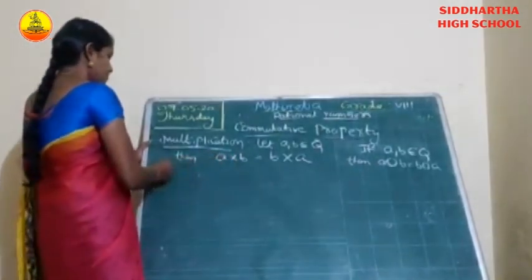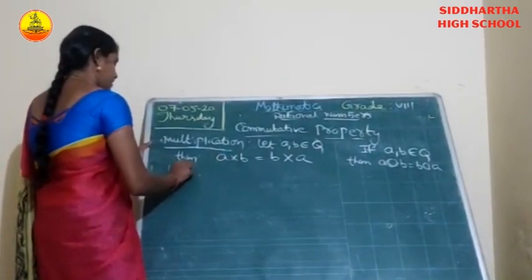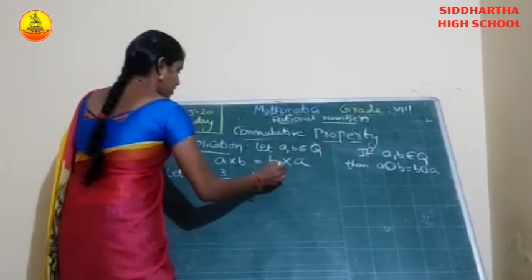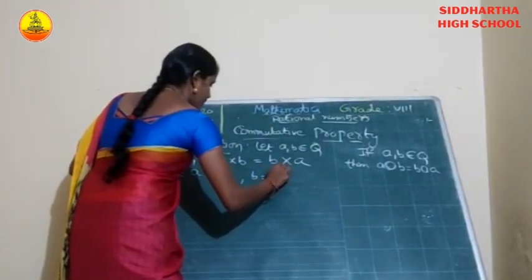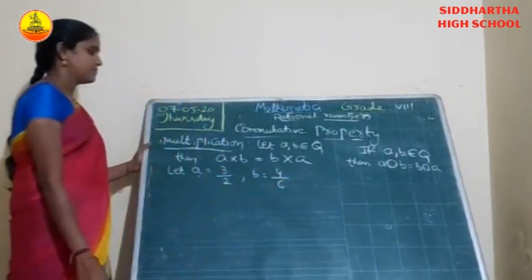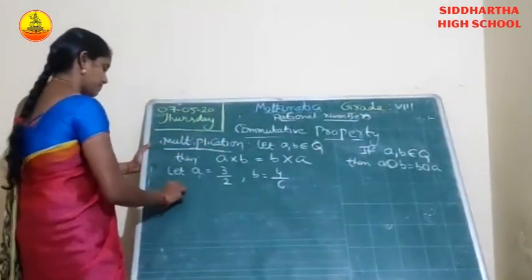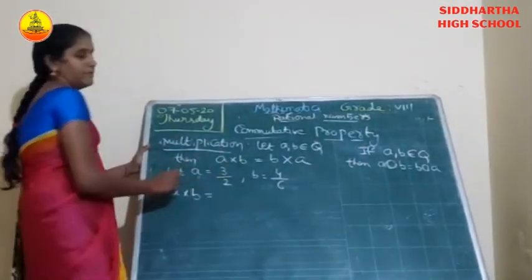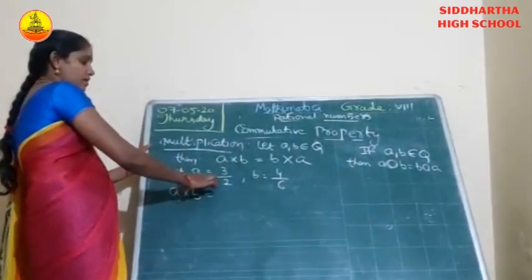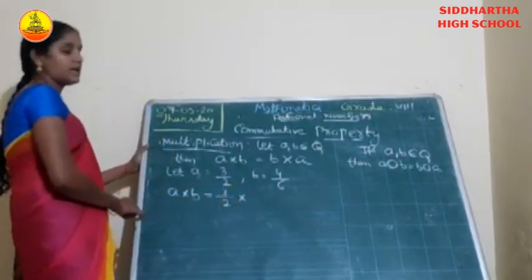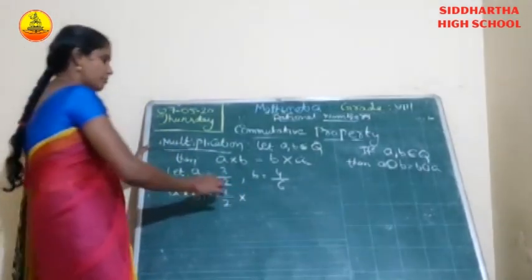Okay. Let us take A is equal to 3 by 2, B is equal to 4 by 6. First we will do A into B. Take the LHS part, A into B. What is the value of A here? 3 by 2, into, what is the value of B here? 4 by 6.